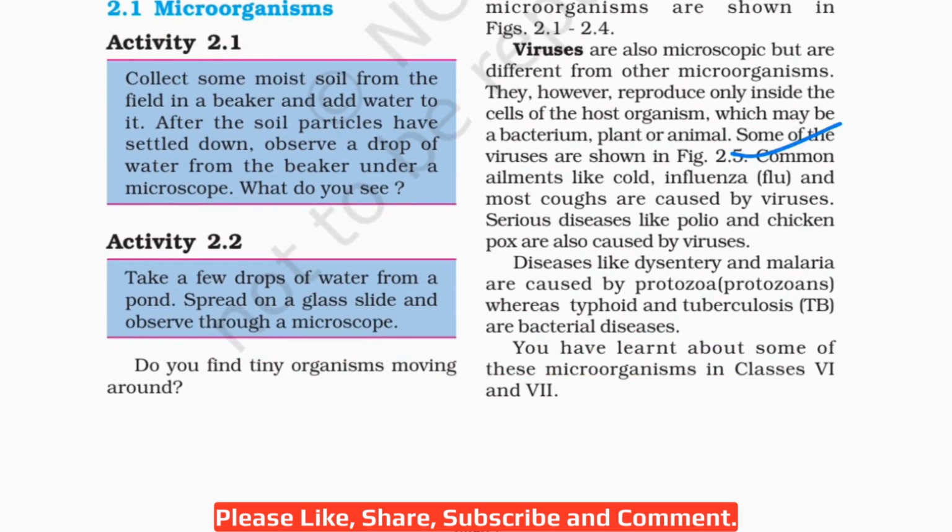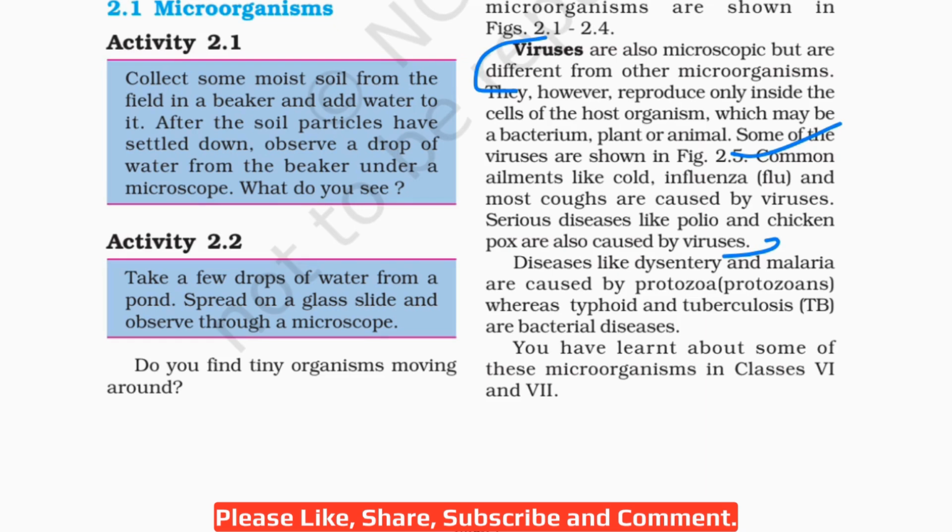Common ailments like cold, influenza, flu and most coughs are caused by viruses. Serious diseases like polio and chickenpox are also caused by viruses. So children, please learn these definitions and examples also, because in a question you can be asked that common cold or influenza is caused by what? Which microorganism? Then you can write virus there. They can also ask you, what is the causative microorganism of chickenpox or polio or cold or influenza?